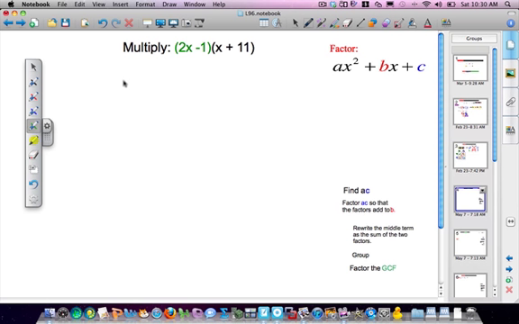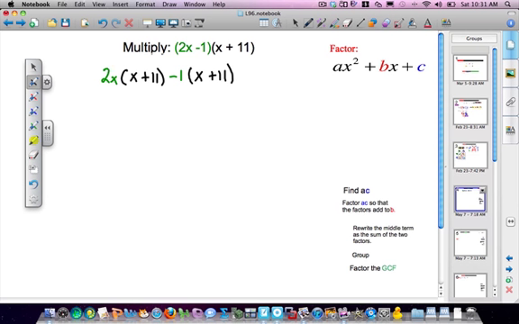Let's multiply 2x minus 1 times x plus 11 using the horizontal method to organize our work. We're going to distribute the first term, 2x, times the second factor, which is x plus 11. The second term that we are going to distribute is minus 1. We're going to multiply it to the second factor, which is x plus 11.